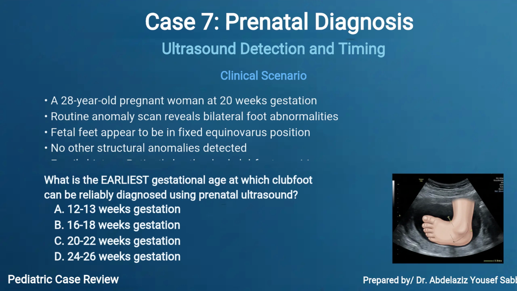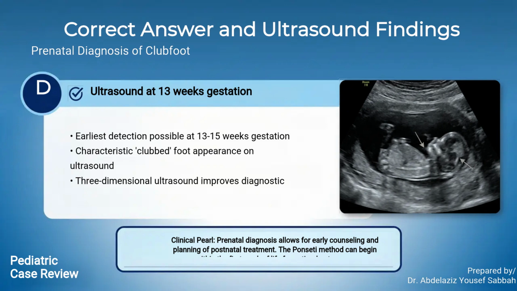Option A, 12 to 13 weeks gestation. Option B, 16 to 18 weeks gestation. Option C, 20 to 22 weeks gestation. Option D, 24 to 26 weeks gestation. The correct answer is option A. Ultrasound can detect clubfoot as early as 13 weeks gestation, with reliable detection from 13 to 15 weeks.